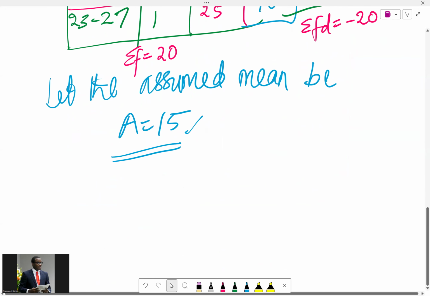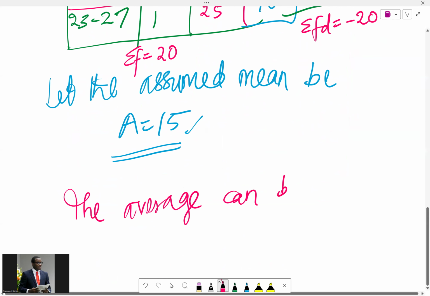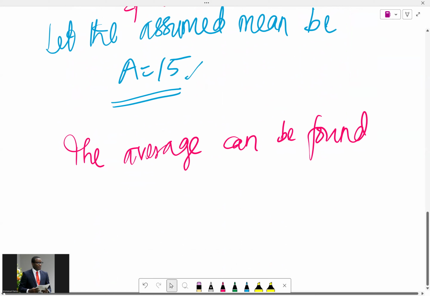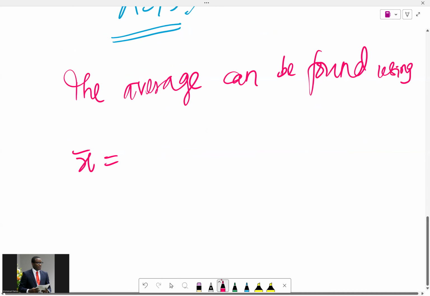So you can now say that the average can be found. When you use an assumed mean, the formula for the average is different. The average is the mean, don't forget, so it's just a change of word. The average can be found using x bar equals the assumed mean plus the summation of the frequency times the deviation divided by the summation of frequency. That is how to find the mean using an assumed mean.